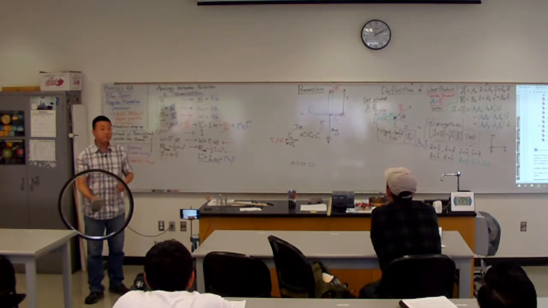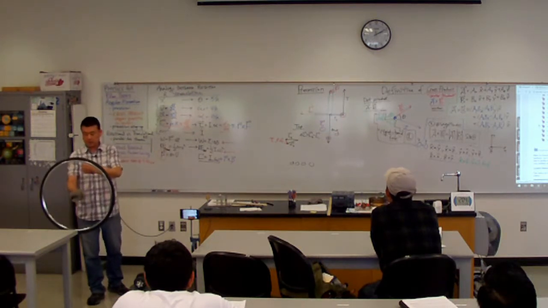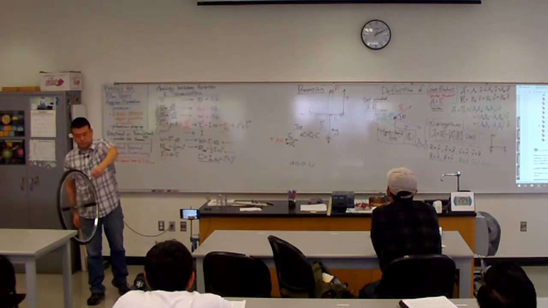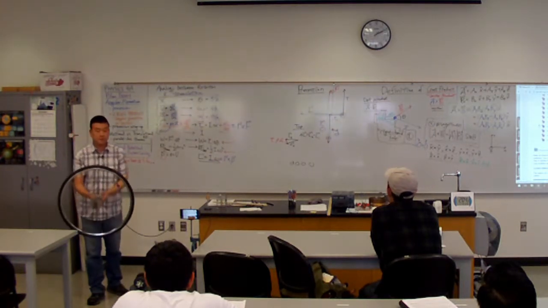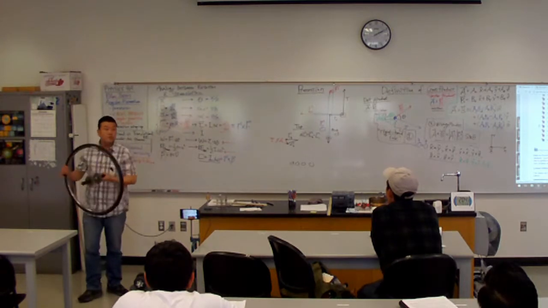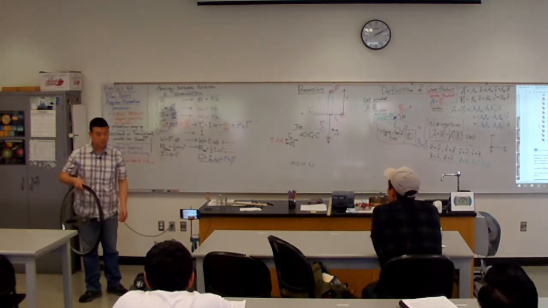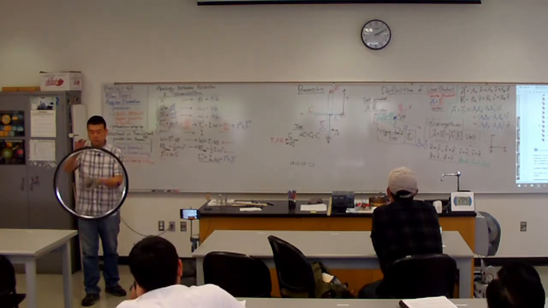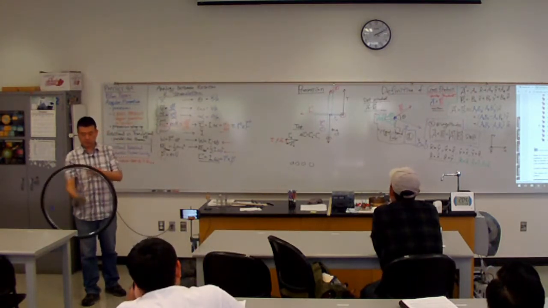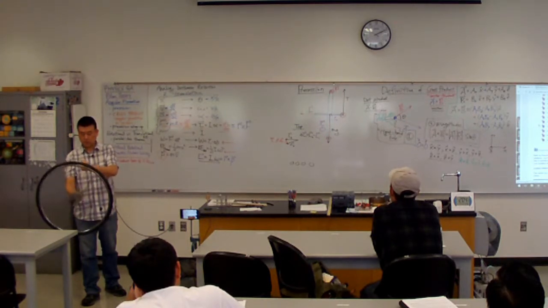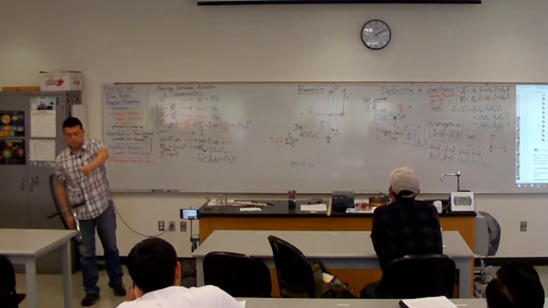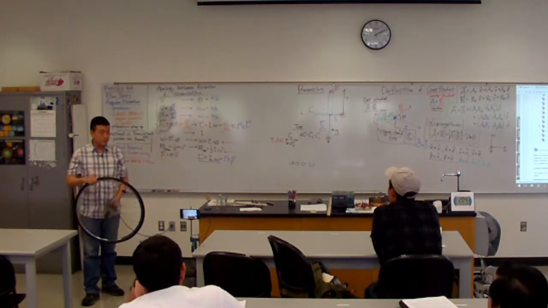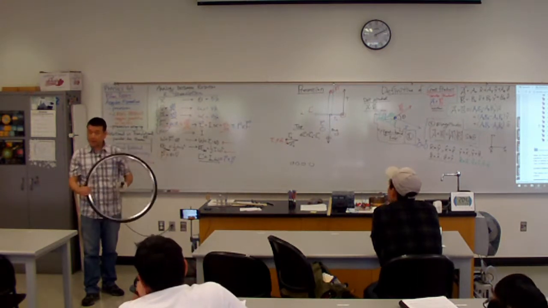Okay. Count the seconds. Ready, set, go. And stop. How many seconds? 5 seconds? Okay. Now let me spin it slower and let's do it one more time. So this is a much slower spin. Ready, set, go. Stop. 3 seconds. 3 seconds, yeah. So when it's spinning slower, it precesses faster.